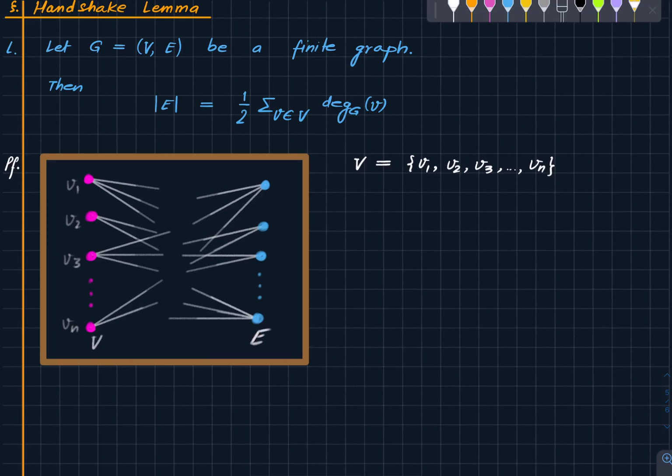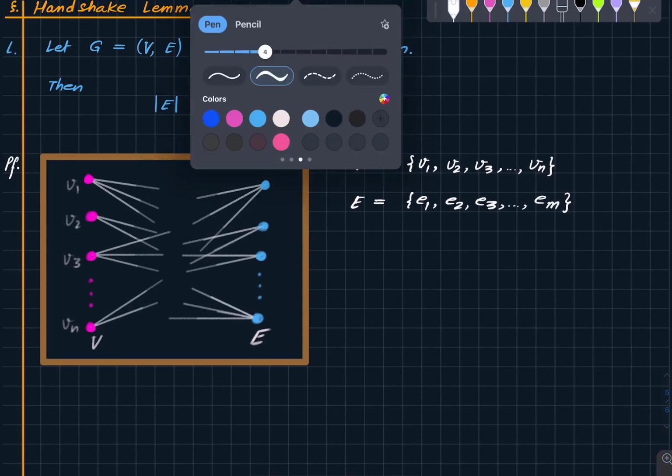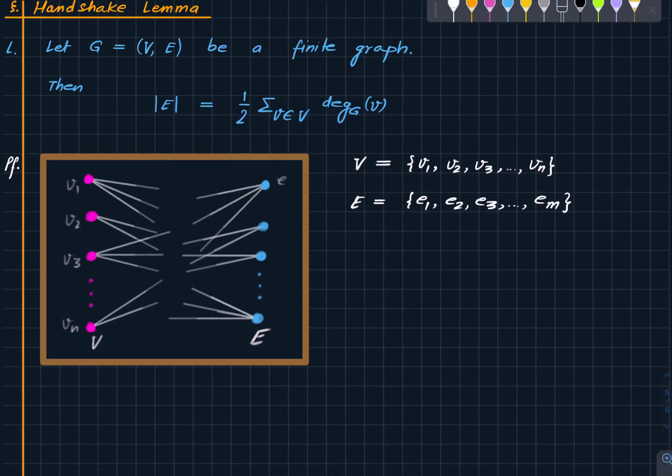So let's say the edge set is E1 up to EM. So let's label them also E1, E2, E3. Okay. So this is just the vertex set of our new graph. So the vertex set of our new graph, we will denote like this, is V, and we make the symbol.